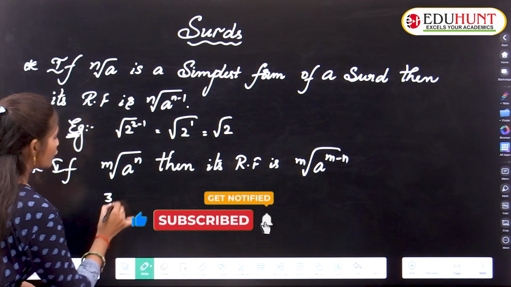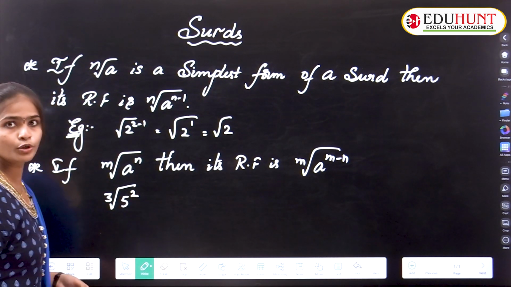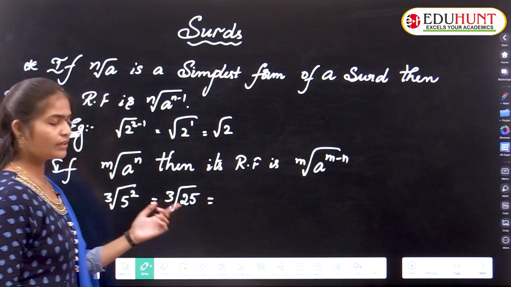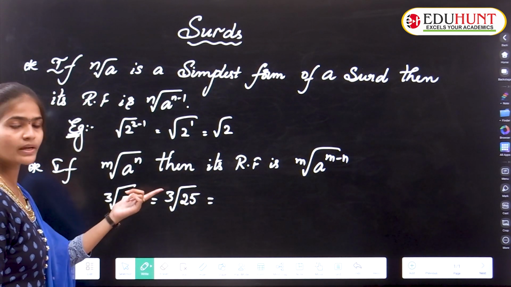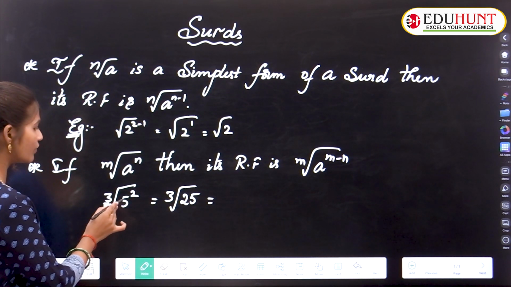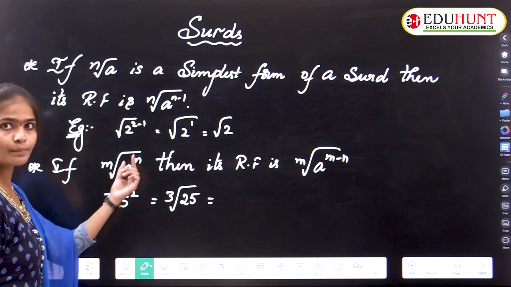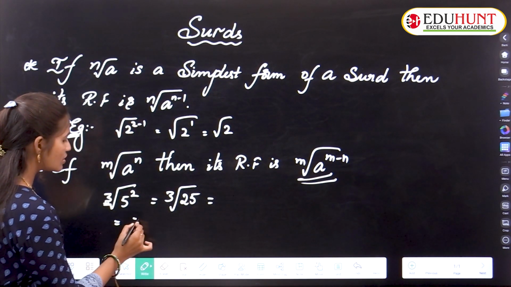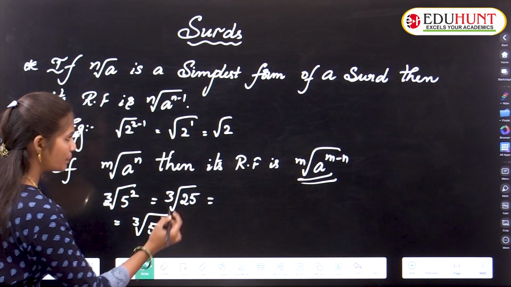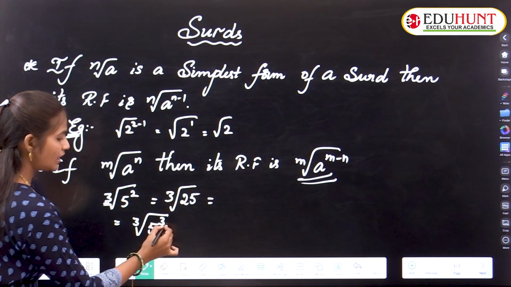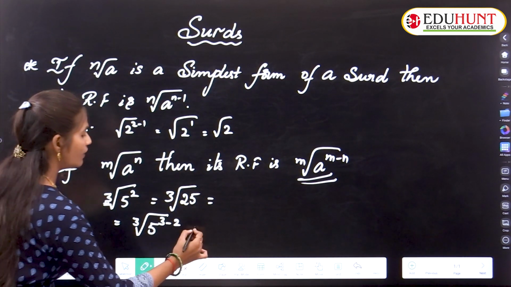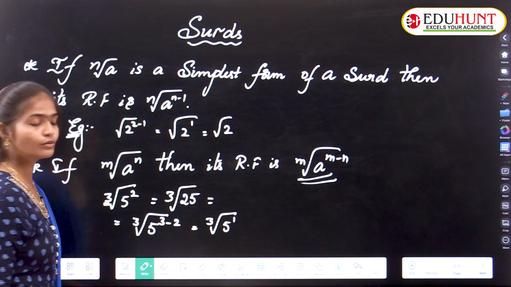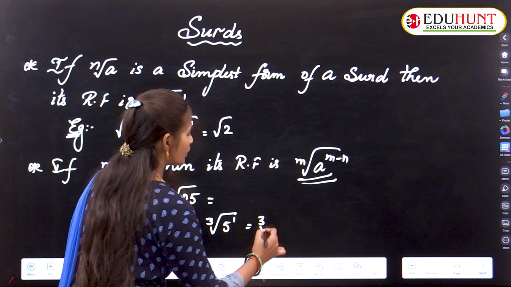Here this is cube root of 5 square, which is equal to cube root of 25. That one only we can write as cube root of 5 square. Now this is in the form of mth root of a power n. So how can we write this? Its rationalizing factor is mth root of a power m minus n. So here m is equal to 3 and n is equal to 2, which is equal to cube root of 5 power 3 minus 2, which is nothing but 1. So which is equal to cube root of 5.